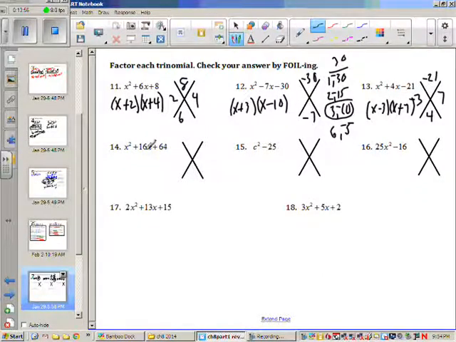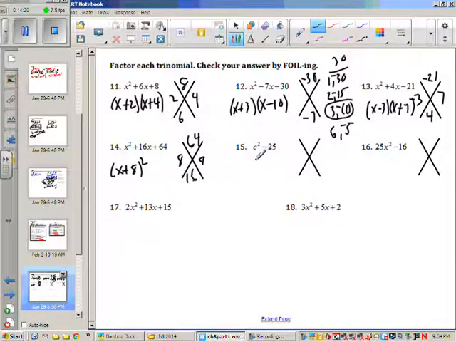Try this one, factors of 64 that add up to 16. Hit pause. Okay. You'll notice here we have a perfect square. The number 8 times 8 is 64. 8 plus 8 is 16. That gives us x plus 8 times x plus 8, or x plus 8 squared. That's called a perfect square trinomial.